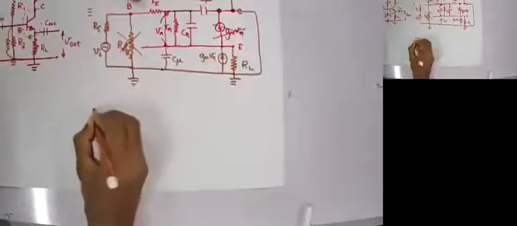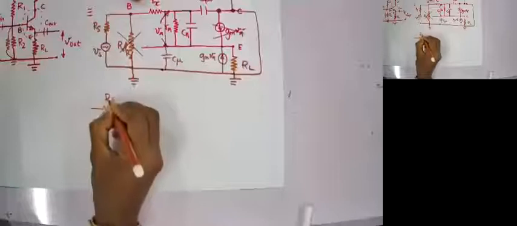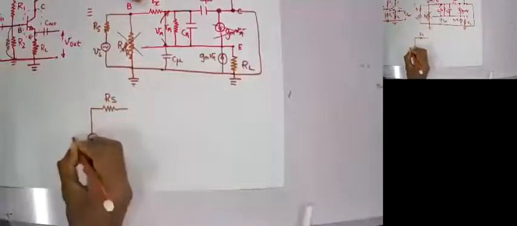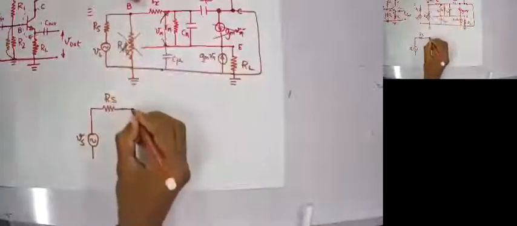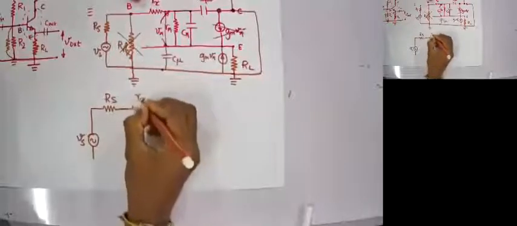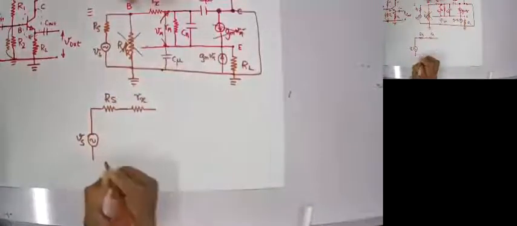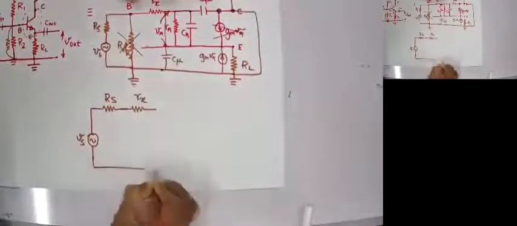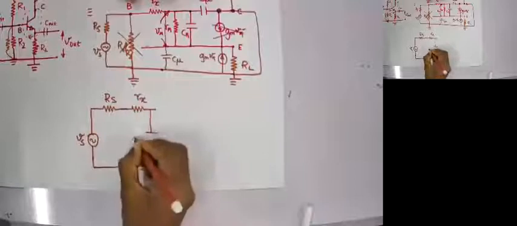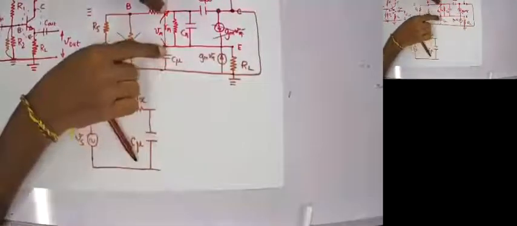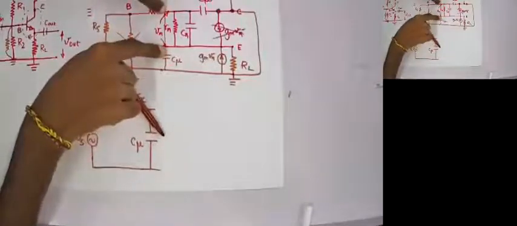So now I have VS, and this is my RS, and then R pi, RX, and from RX this C mu comes, which is connected to ground. From here to the other point, we have R pi and C pi, which are parallel, and the voltage across R pi and C pi is V pi.